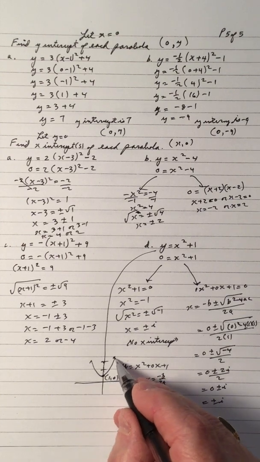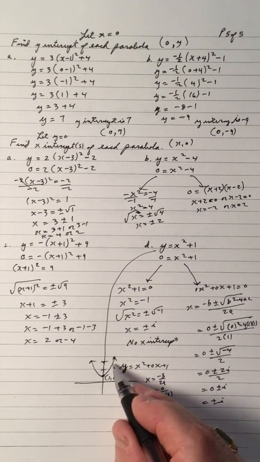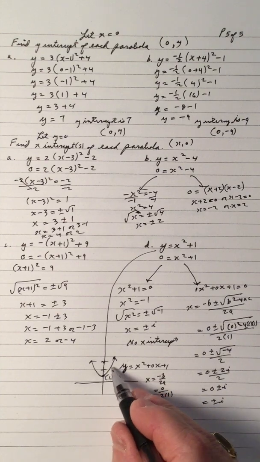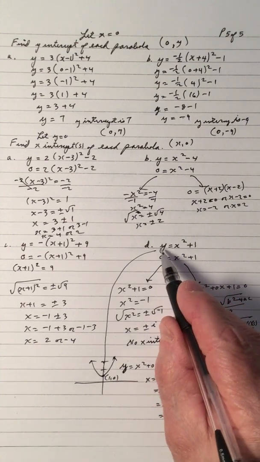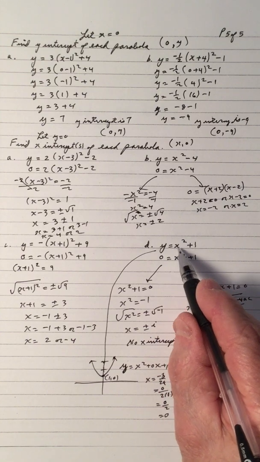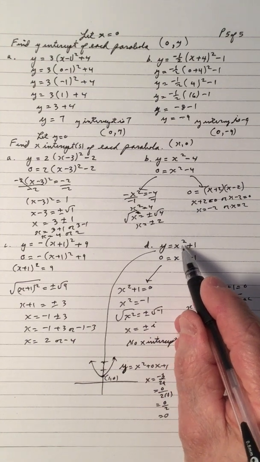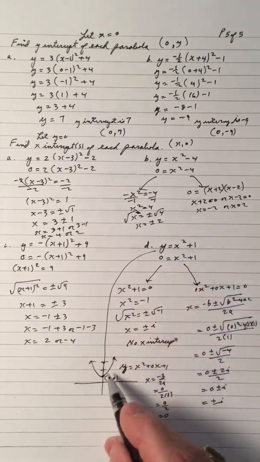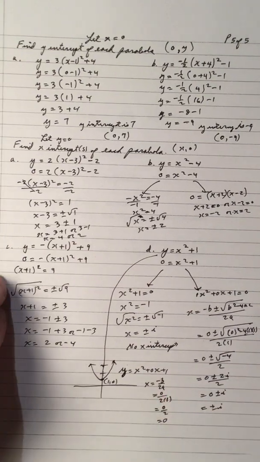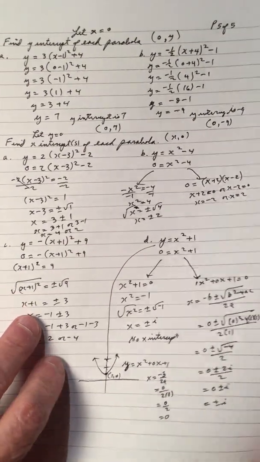And since it's going upward, that means for all the values of x in this equation, no matter what real numbers you put in, the y is always positive. So that's why there's no x-intercept. Just want to mention that.